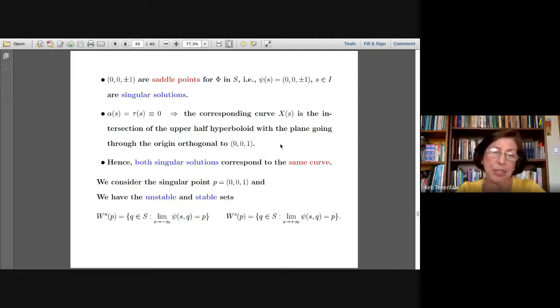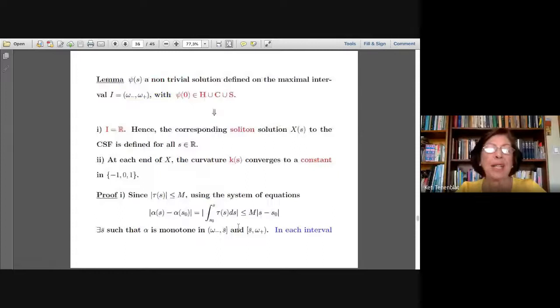And at this point P, for example (0, 0, 1), we can consider the unstable and stable sets. We are denoting W^U for unstable, W^S for the stable sets. And so one can prove the following: if psi is a non-trivial solution defined on a maximal interval I with psi of zero in one of those three sets, then the maximal interval of definition is the whole real line. And so the corresponding soliton curve will be defined for all the real line. And at each end the curvature converges to one of these constants: minus one, zero, or one.